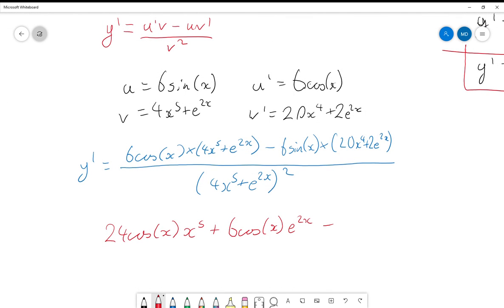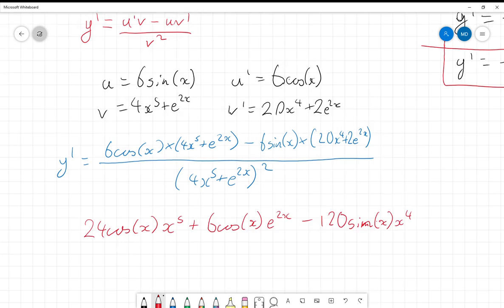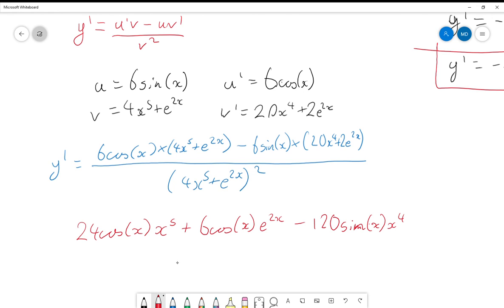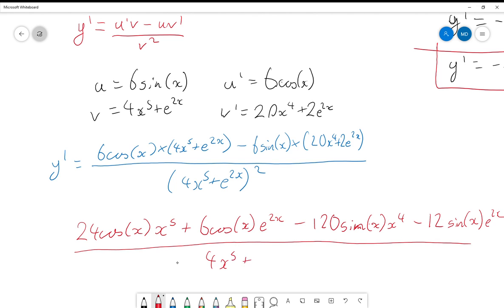minus 6 times 20 is 120, 120 sine of x, x to the 4, and we're multiplying a negative here, so minus 12 sine of x times by e to the 2x, and that's still all over 4x to the 5 plus e to the 2x squared. Now I said this was getting nicer, so far it's not.